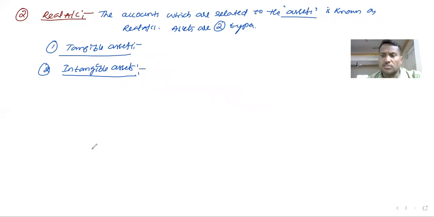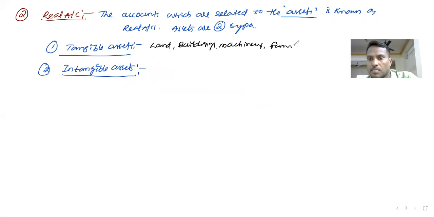Let me take some examples of tangible and intangible assets now. Tangible asset examples, plenty of examples are there. I am taking just two or three examples here: land, buildings, machinery, furniture, cash, etc. These all are tangible. Tangible means which we can see, which we can touch, which we can feel, and which we can use directly.